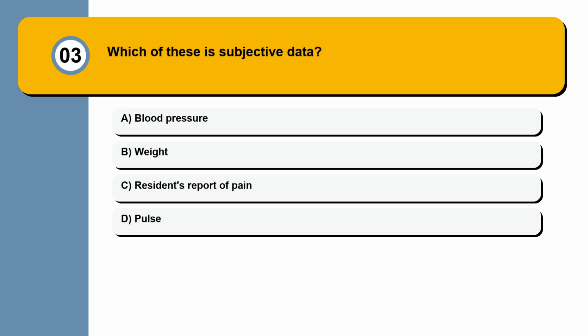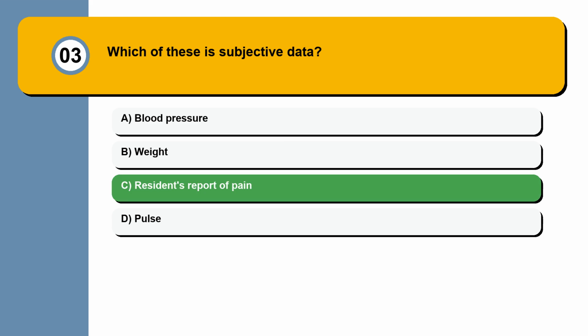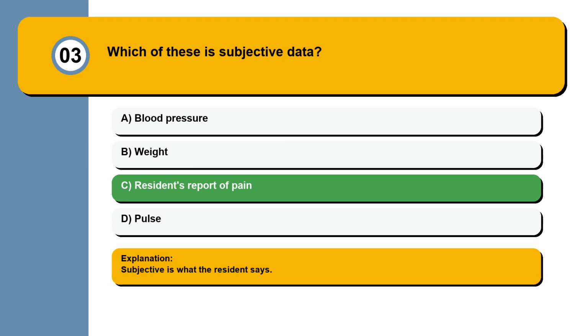Question 3. Which of these is subjective data? Blood pressure. Weight. Resident's report of pain. Pulse. Subjective is what the resident says.